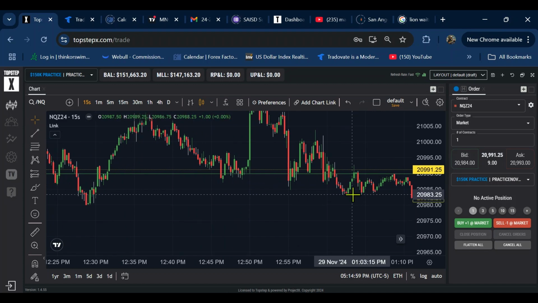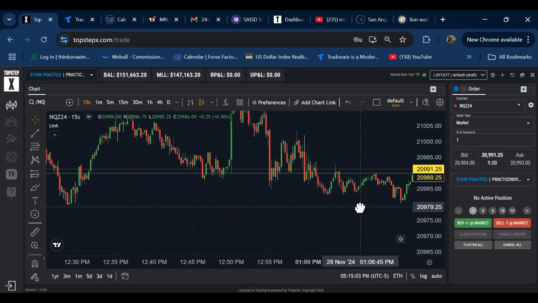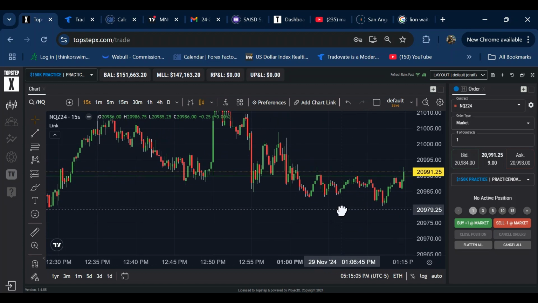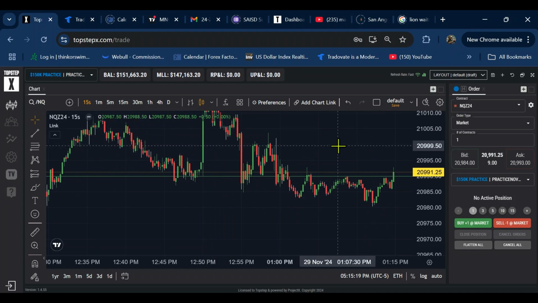So we didn't take it here. We took it. So then we move over and we go up higher and we take out the highs. It didn't quite make it to the high, but that would be a nice little trade. That's 9 points, $20 a point, $180 on one NQ. So that's the gist of micro scalping.